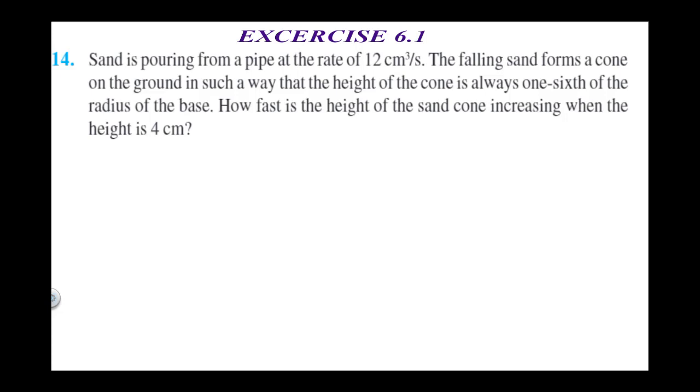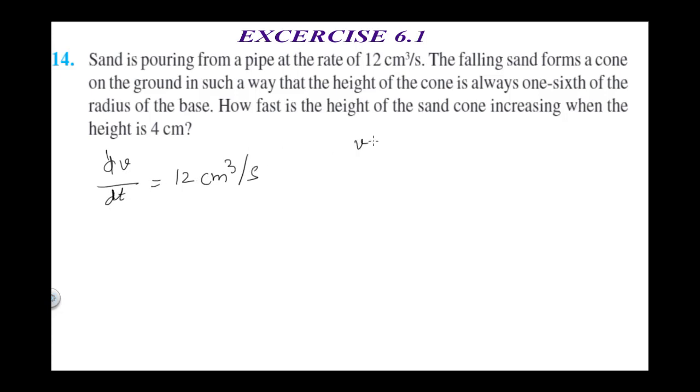Okay, here is question number 14. In this, sand is pouring from a pipe at the rate of 12 cubic centimeter per second. Right, that means this is the volume. As cubic centimeter is given, it is the rate of change of volume. The falling sand forms a cone on the ground. That means this is the rate of change of volume of cone. So we can write dV/dt is 12 cubic centimeter per second.